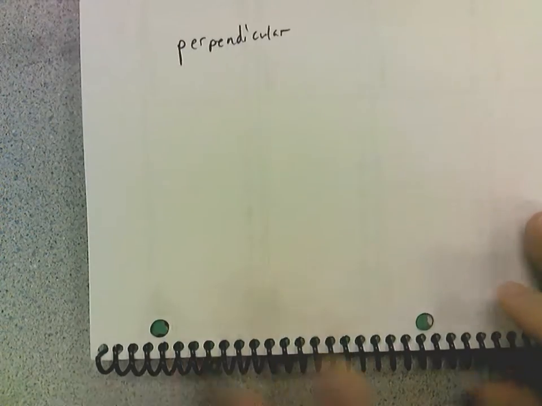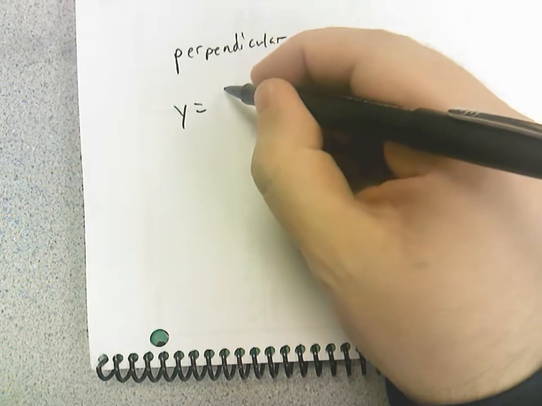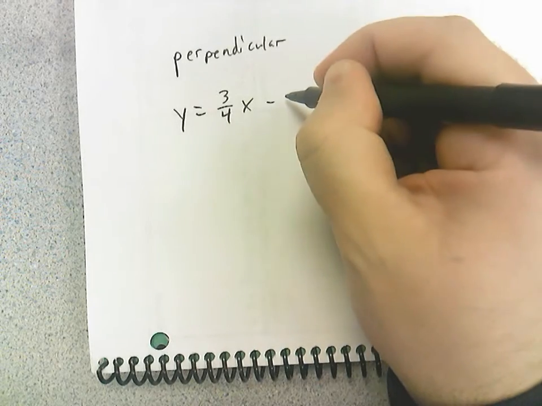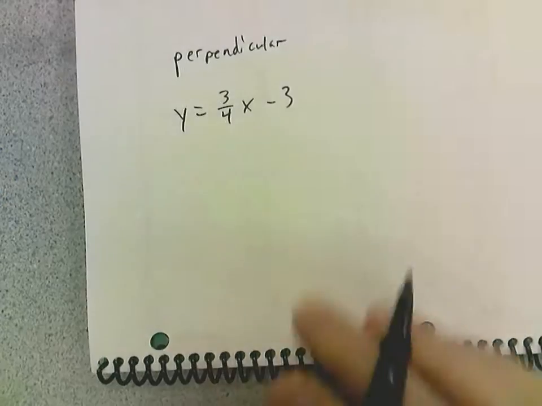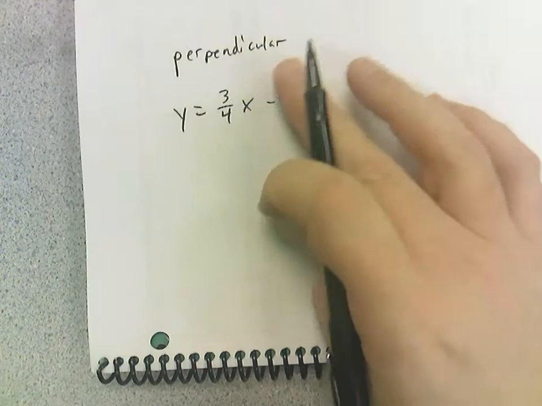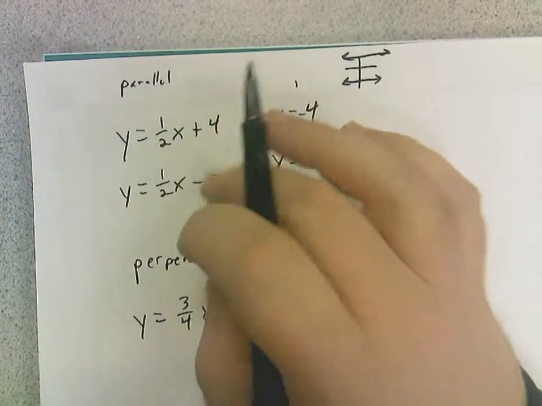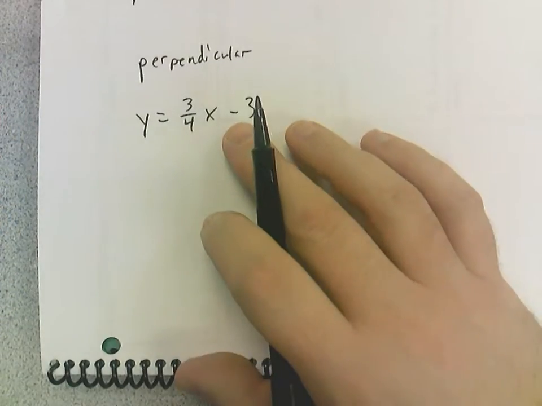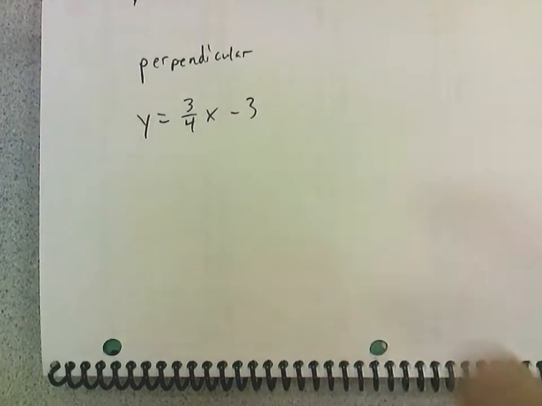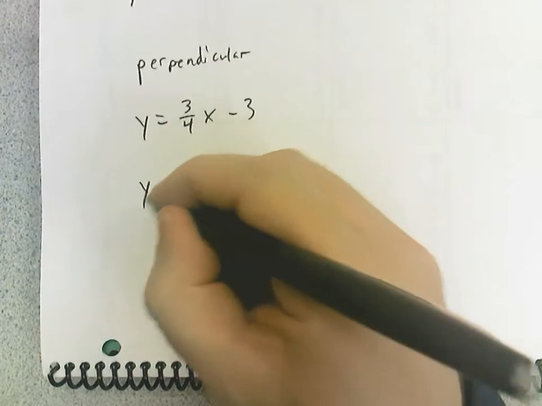Okay, so let's say I'm given y is equal to 3 over 4x minus 3, and I want to write a perpendicular equation to that. So again, y-intercept isn't as important on perpendicular. It's pretty much the only thing you have to change on parallel, but on perpendicular, we're more concerned about the slope, because the slopes have to flip and change sign.